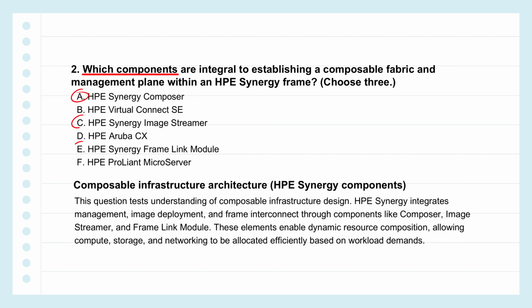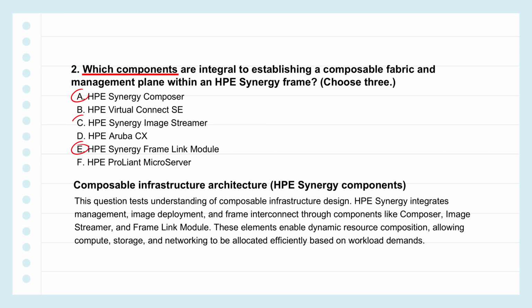Got it. But option C, the Image Streamer, is where the real magic happens. It handles OS deployment and what we call stateless provisioning. Okay, let's define stateless provisioning for a second, because that's a pretty dense term. Absolutely. Think of traditional servers. The operating system is installed directly onto a hard drive sitting inside that physical metal box. Right, the hardware has an identity.